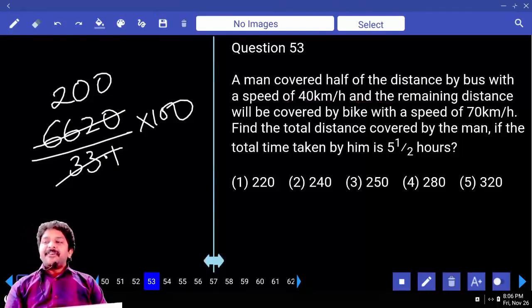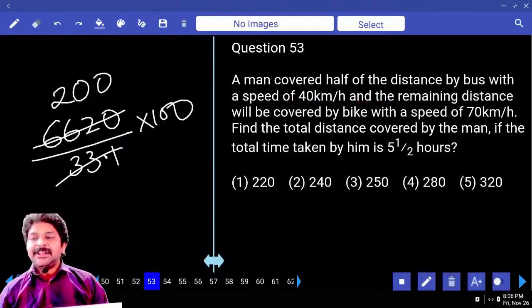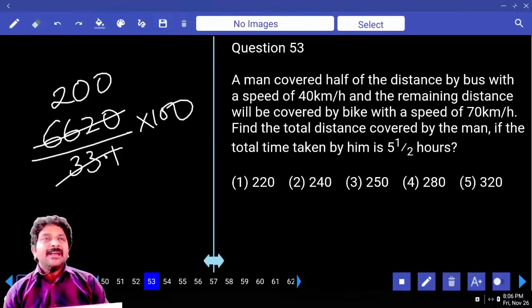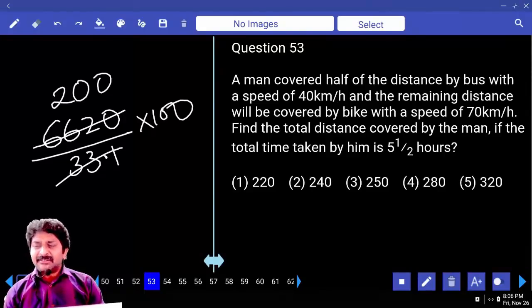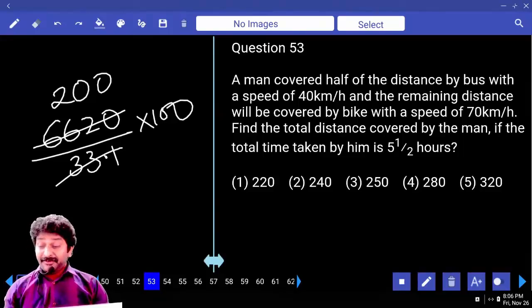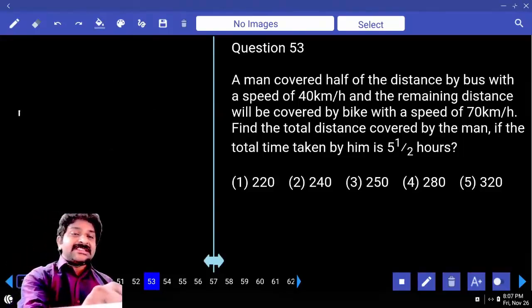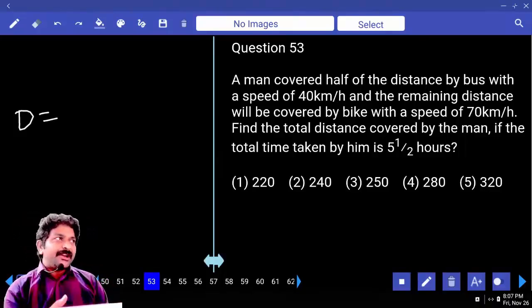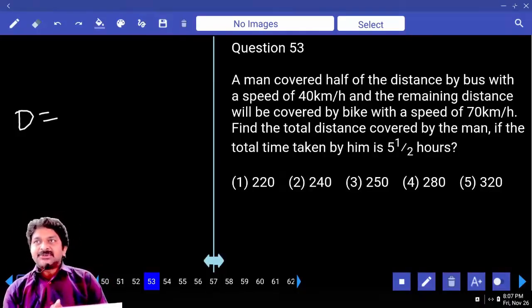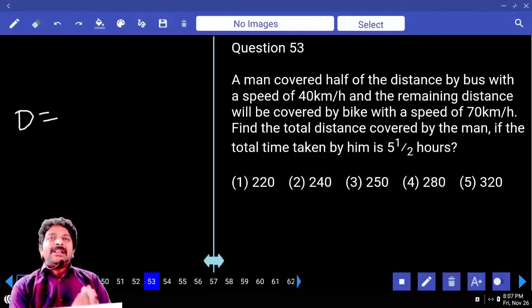A man covered half of the distance by bus with a speed of 40 km per hour and the remaining distance, which will be, half is over, remaining is also half, will be covered by bike with a speed of 70 km per hour. Find the total distance covered by the man, if the total time taken by him is 5.5 hours. Total distance in the sense, total speed multiplied by total time only. Distance is equal to speed into time.